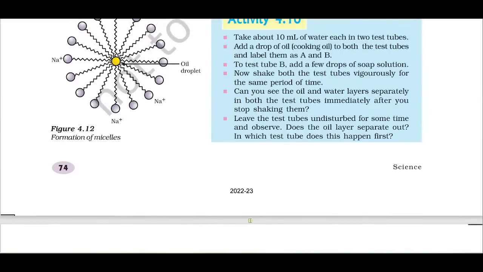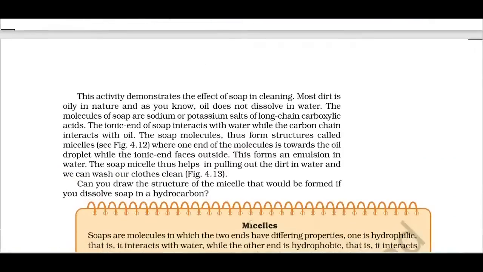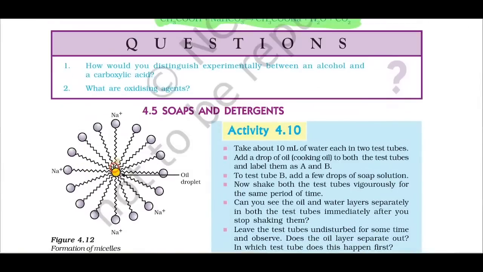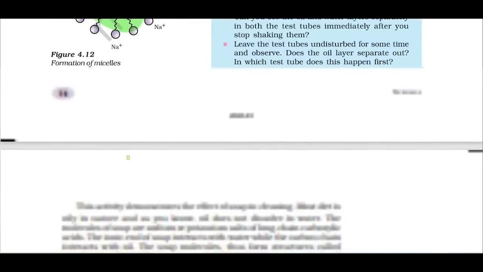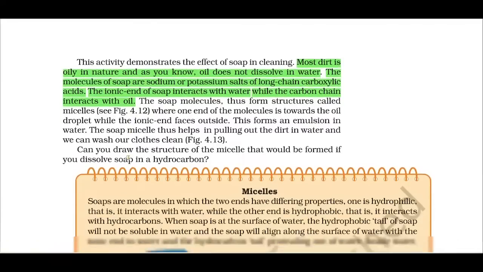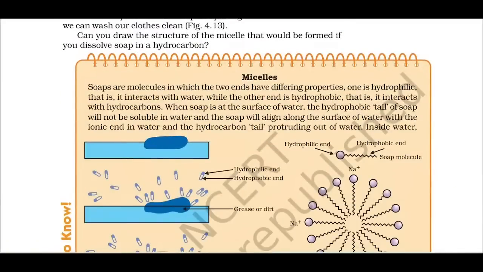Now we'll see the action of the formation of micelle. Most dirt is oily in nature. Oil does not dissolve in water. The molecules of soaps are sodium and potassium salts of what? Long chain carboxylic acid. The ionic ends of the soap interact with the water, whereas the carbon chain interacts with the oil. Thus, it forms a structure called as what? Micelle. One is the hydrophilic end, the other is the hydrophobic end.